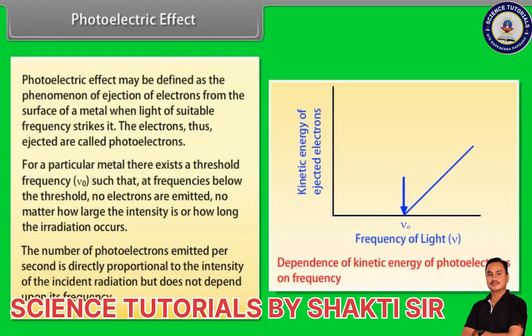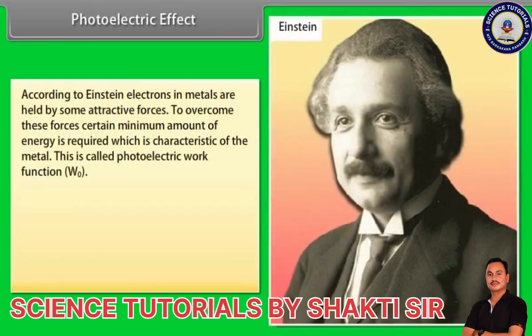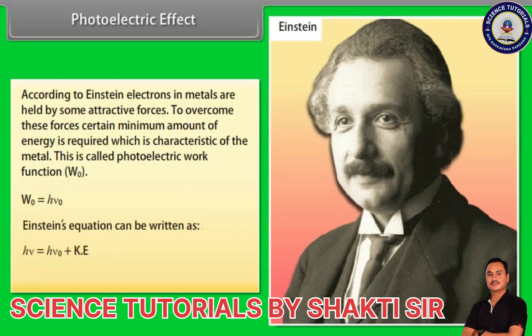The number of photoelectrons emitted per second is directly proportional to the intensity of the incident radiation but does not depend upon its frequency. According to Einstein, electrons in metals are held by some attractive forces. To overcome these forces, a certain minimum amount of energy is required, which is characteristic of the metal. This is called the photoelectric work function W0. W0 = h nu naught. The Einstein equation can be written as h nu = h nu naught + KE. KE = h nu - h nu naught.